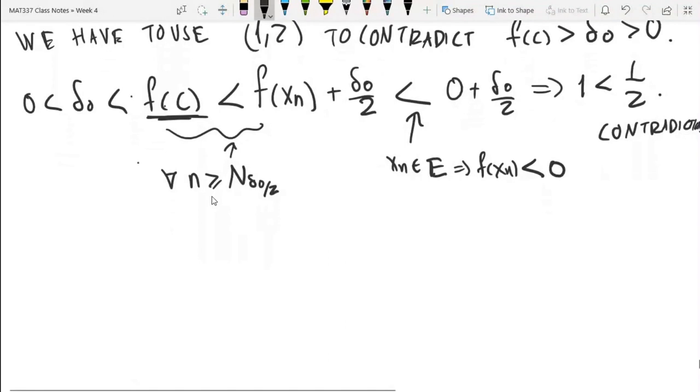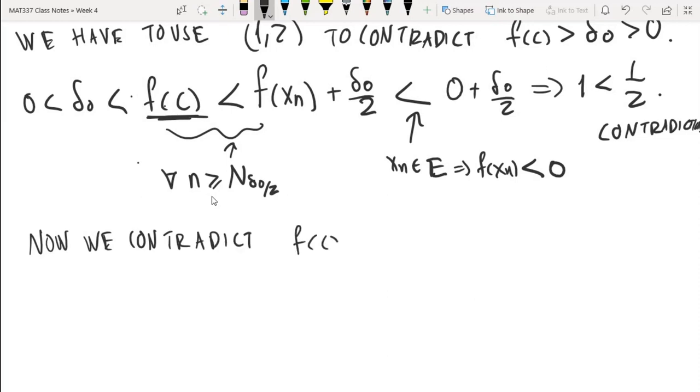So that's the first case. Good. Now we contradict f of c is strictly less than minus delta naught.